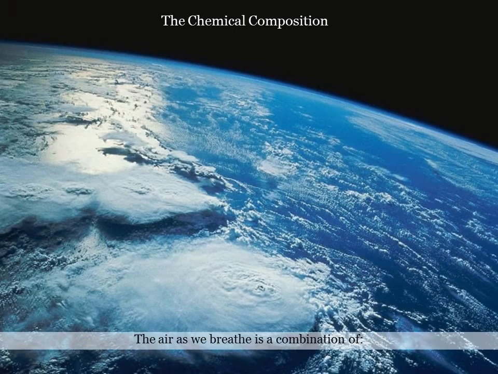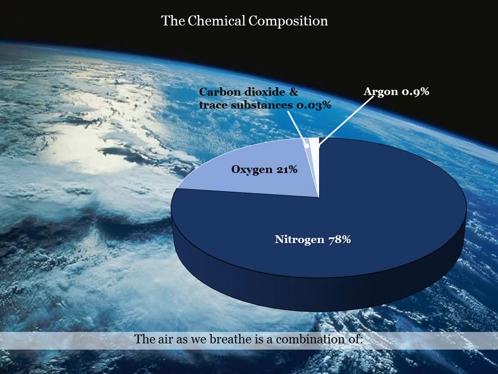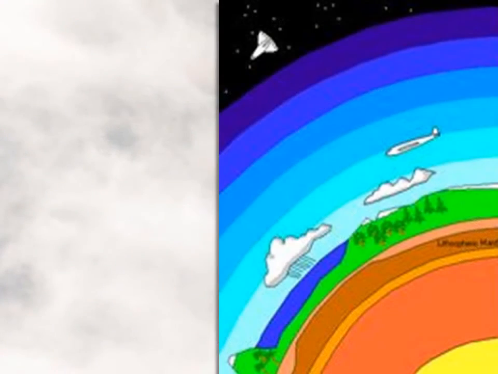Let us first start by looking at what comprises the weather. The chemical composition. The air as we breathe it is a combination of 78% nitrogen, 21% oxygen, 0.9% argon, 0.03% carbon dioxide, along with traces of other substances and water vapors.